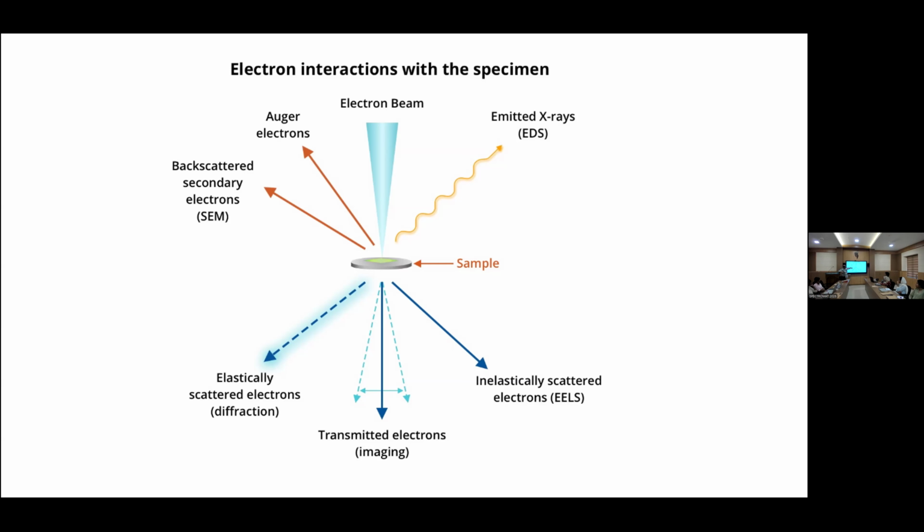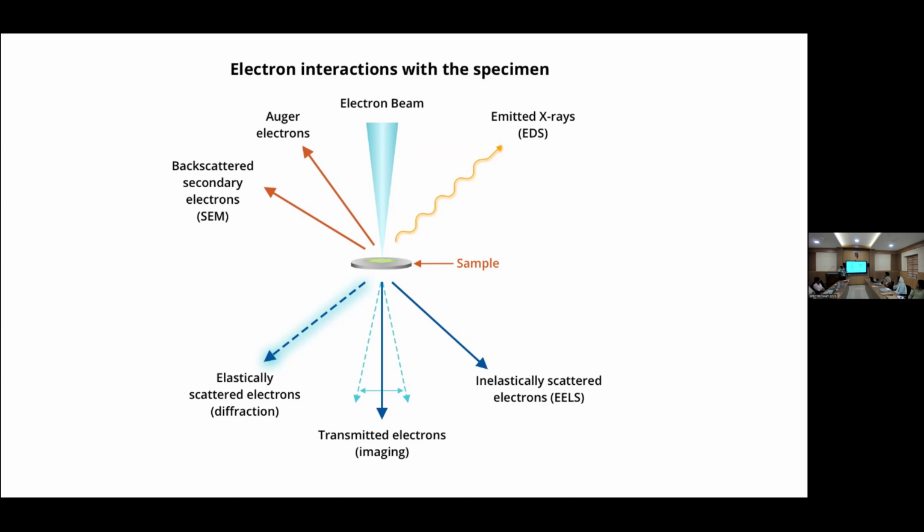Then there are X-rays. These emitted X-rays are used for analytical techniques like EDS, which means energy dispersive X-ray spectroscopy. That is also there in the transmission electron microscope and scanning electron microscopes, because wherever you illuminate electron beams, we have this characteristic X-ray. We will explain this in the EDS section.